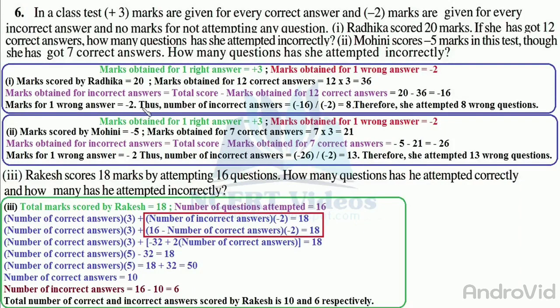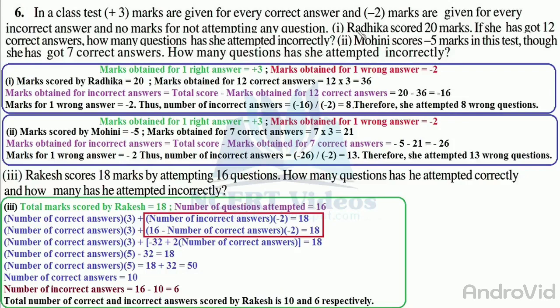Therefore, we can get the number of incorrect answers by dividing the total wrong marks she got by the marks for one wrong answer. That is minus 16 divided by minus 2. So it is simple. 2 times 8 is 16, minus by minus is plus. Therefore, she attempted 8 wrong questions. So this was for your Radhika.